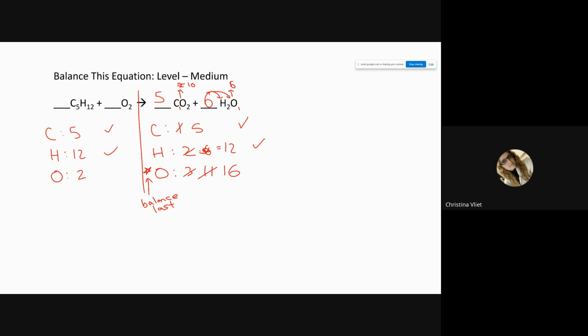We need to change 2 to 16. What number goes in the front to make that happen? 8.